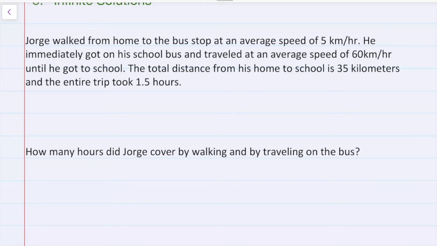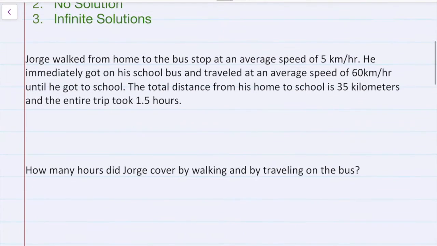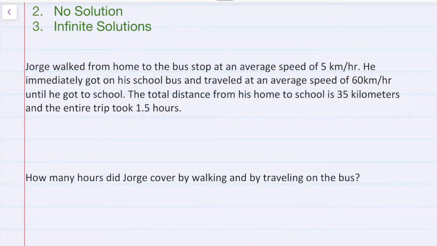All right, guys, we're going to have ourselves a long video for this one because it's a very interesting problem. So we have Jorge. He walked from home to the bus stop at an average speed of 5 kilometers per hour. He also immediately got on his school bus and traveled at an average speed of 60 kilometers per hour until he got to school.